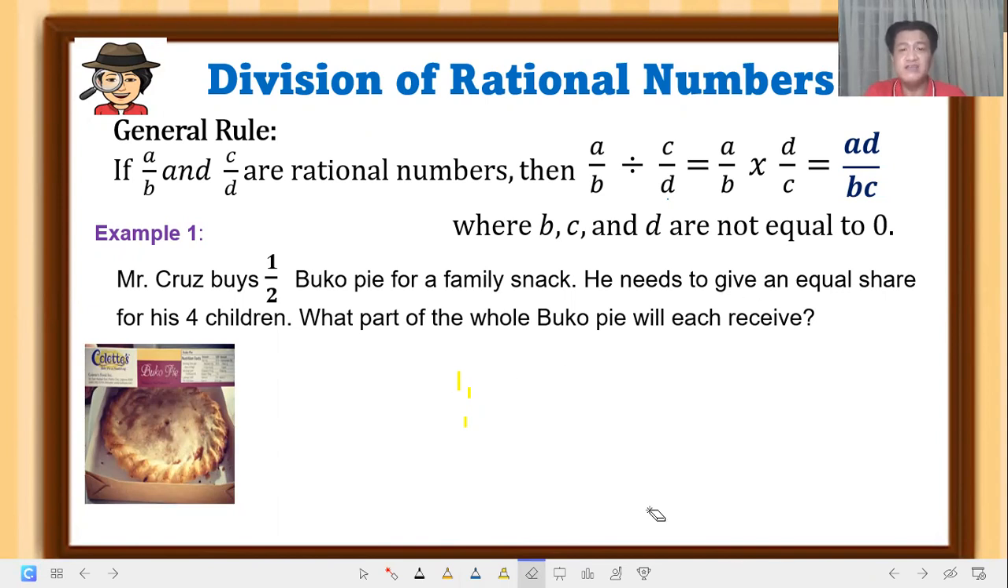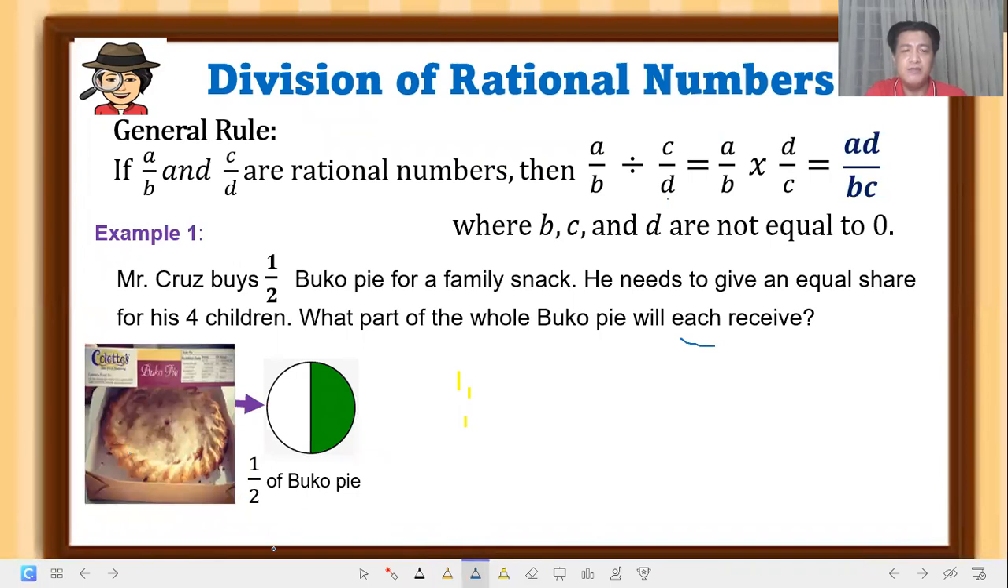Okay. Using the division rule. Remember, the word is divide. Kaya paano natin i-solve yun? Okay. First, this is a buko pie. Kalahati lang kasi, di ba, yung binili, 1 half of buko pie. And from this, 1 half, hahatiin niya sa 4 kasi 4 yung kanyang anak. Yun yung 4 children. Okay, so and then, represent natin as 1 half divided by 4.